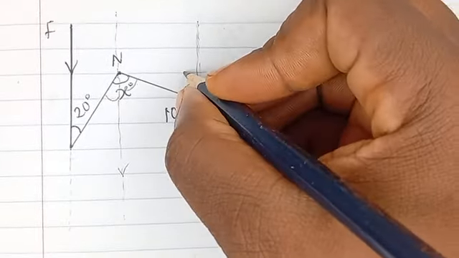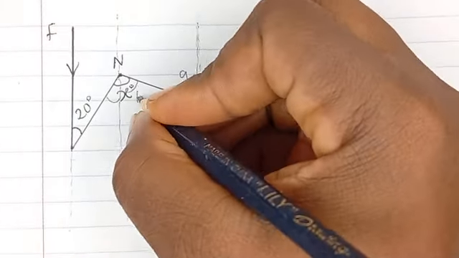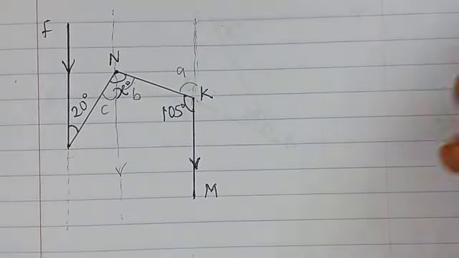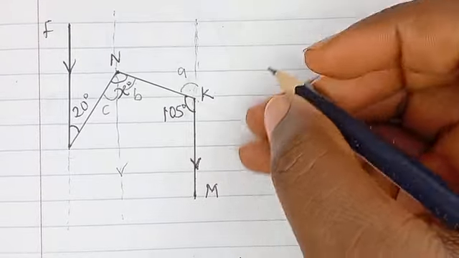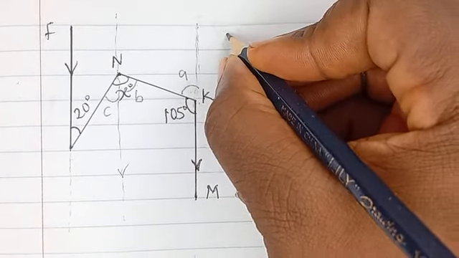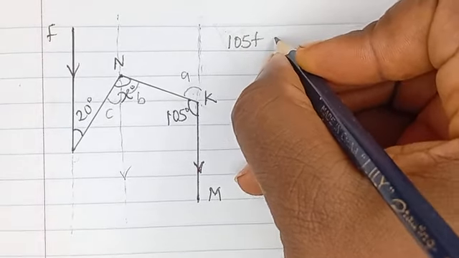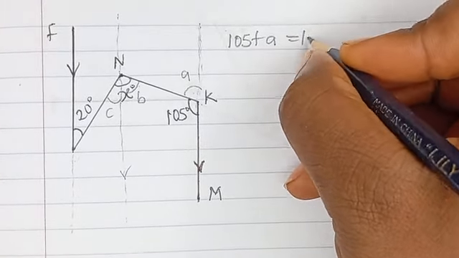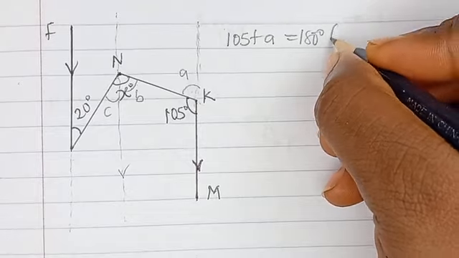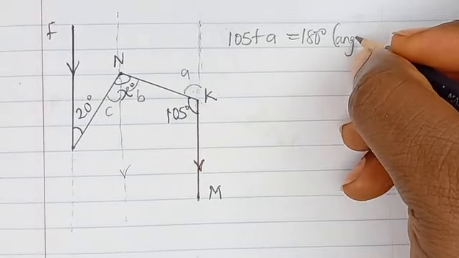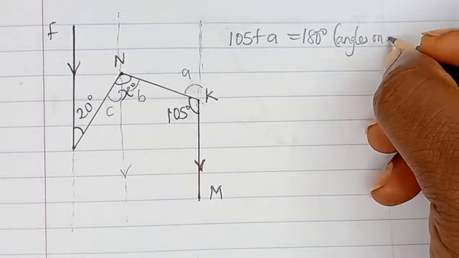So I might call these angles A, B, C. I'll start with A. I will say that 105 plus angle A is equal to 180 degrees. And our reason is angles on a straight line.